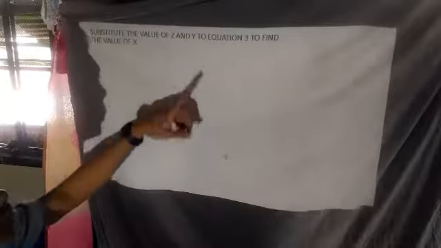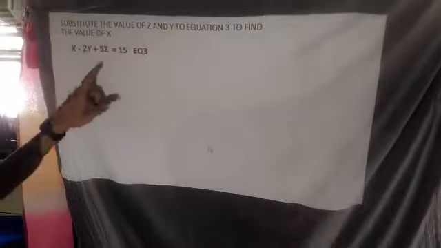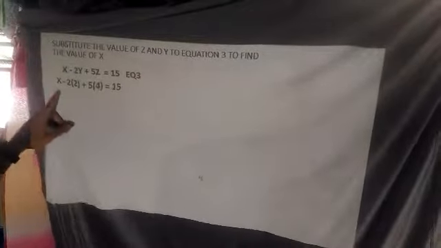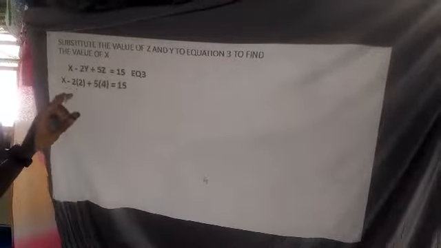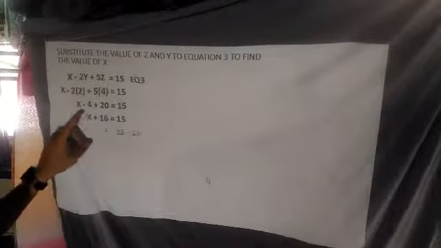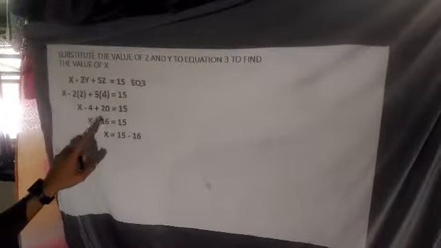Now we substitute the values of z and y into equation 3 to find the value of x. So we have here equation 3: x minus 2y plus 5z equals 15. So we substitute, we know that our y is 2, then our z is 4. So we have x plus negative 2 times 2 plus 5 times 4 equals 15. So x minus 4 plus 20 equals 15. So we have x plus 16 equals 15, because negative 4 plus 20 is positive 16.